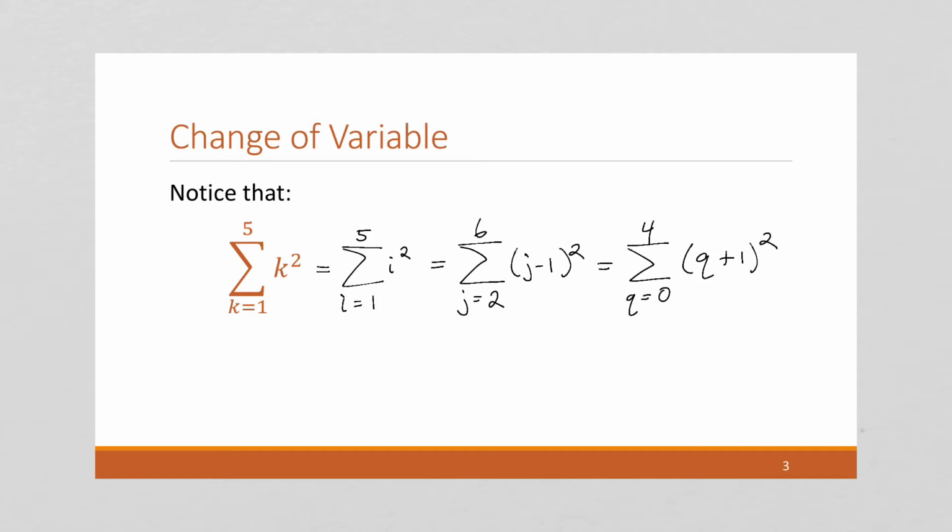The important takeaway here is that there are many ways of writing the same summation, right? We can adjust the variables. In this case, we've changed it from k equals 1 to j equals 2. We can adjust the variables, change the variables, to put this summation in the form that we're interested in.